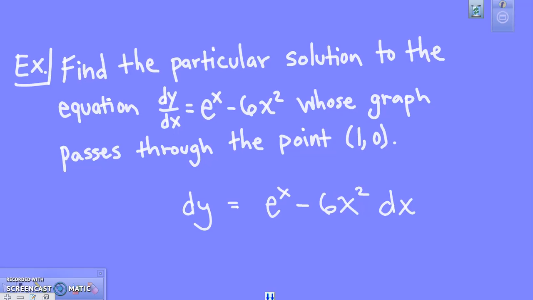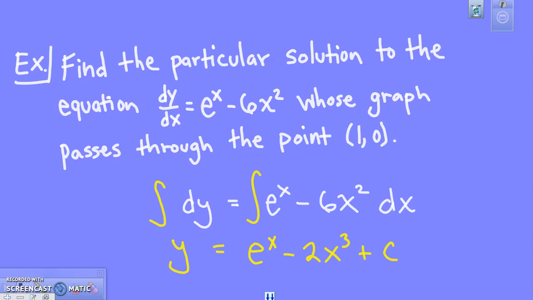Okay, this should be your first step. Okay, break up the dy over dx. And then once you integrate both sides, you get y equals e to the x minus 2x cubed plus c. But we have an initial condition. Okay, the point 1, 0. In the point 1, 0, x happens to be 1, y happens to be 0. So let's go ahead and plug that in.